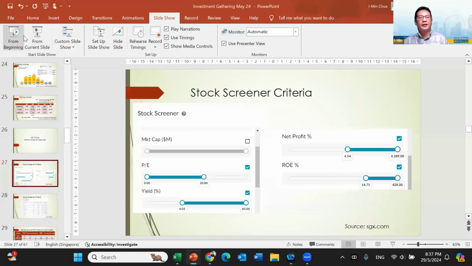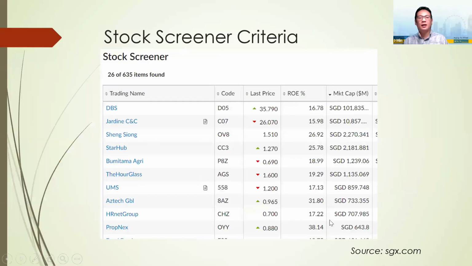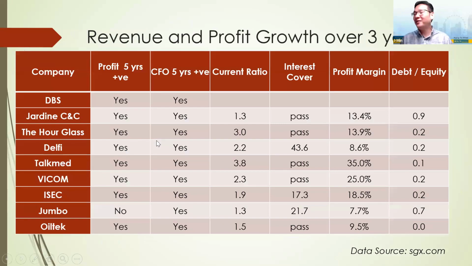In fact, it was 26. Somehow in the afternoon, I did it and it was 26. So again, I did something very tedious. All these 26, I one by one go and see which one has revenue and profit growth over the past 3 years. I realized I'm very good at doing very tedious, repetitive work. If anybody wants to employ someone to do very repetitive, tedious work, can look for me. I'm very good at that.